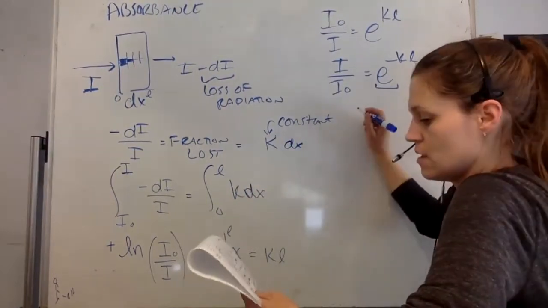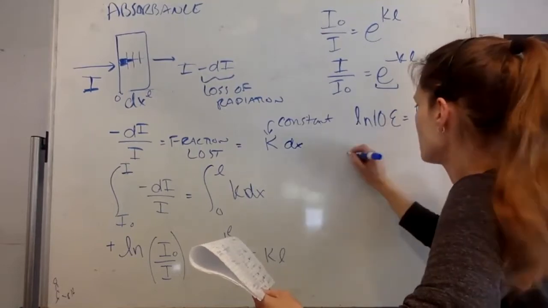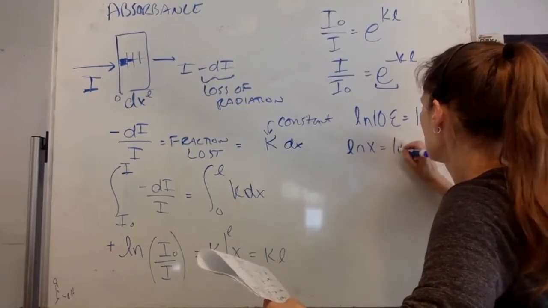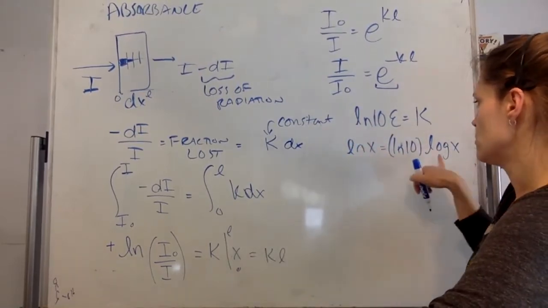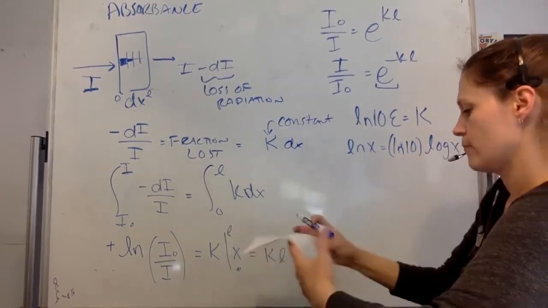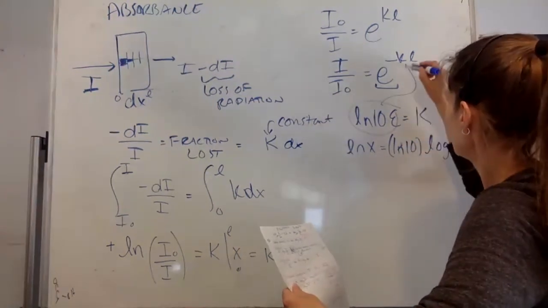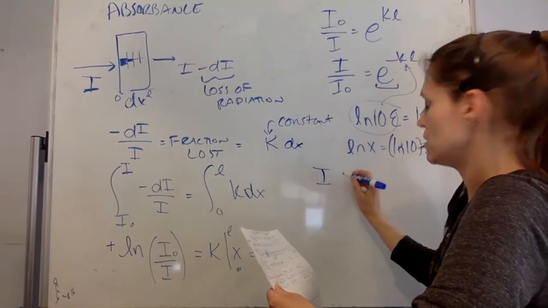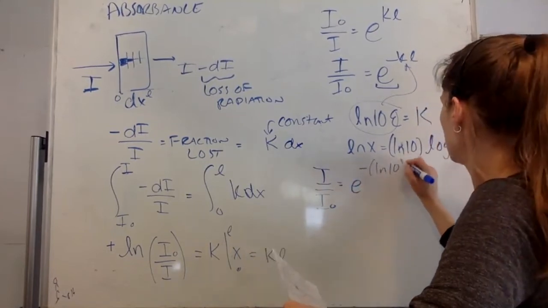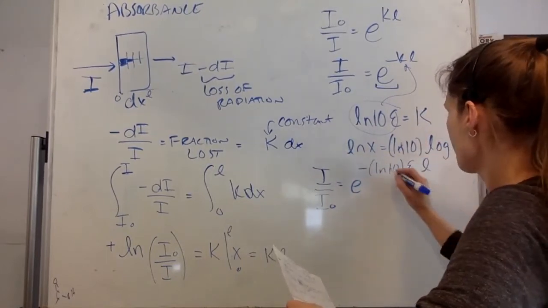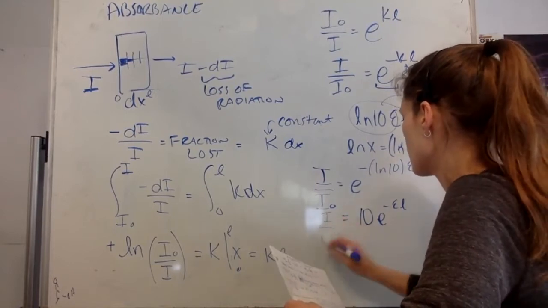So if I say log base 10 of e times epsilon is equal to K, based on the idea that log of X is equal to log base 10 of X times log of 10. So I can convert log of X into log base 10 by multiplying by log of 10. All right. So when I do that, I stick it up in here, and I get I over I zero is equal to e to the minus log 10 epsilon times L. Well, then that is just 10 to the minus epsilon L, which is I over I zero.